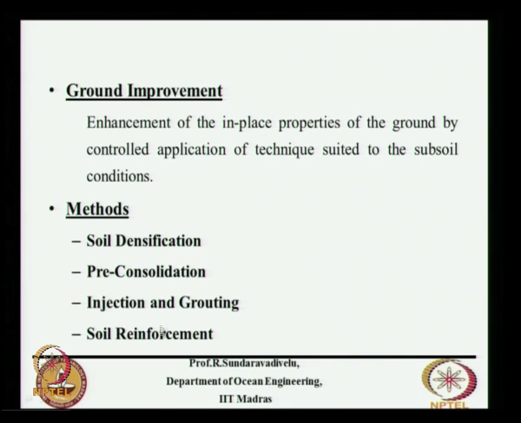There are basically 4 methods. One is soil densification, that is, you improve the density of the soil. Another is pre-consolidation, that means you do the preloading, so the consolidation takes place. Then injection and grouting, that means you use some chemicals for grouting. Next is soil improvement, either by geogrids or geotextile reinforcement. Each one has its own applications. We will discuss some of them which are being used for marine structures.